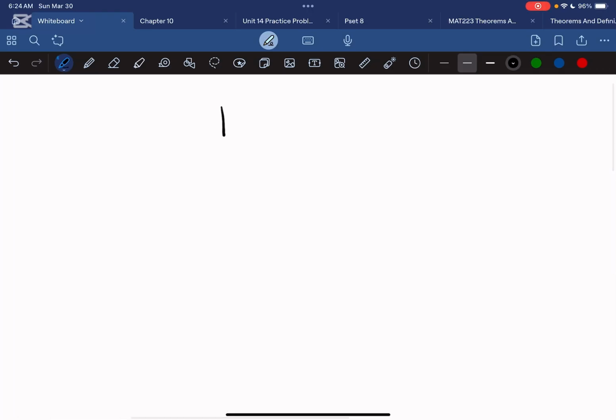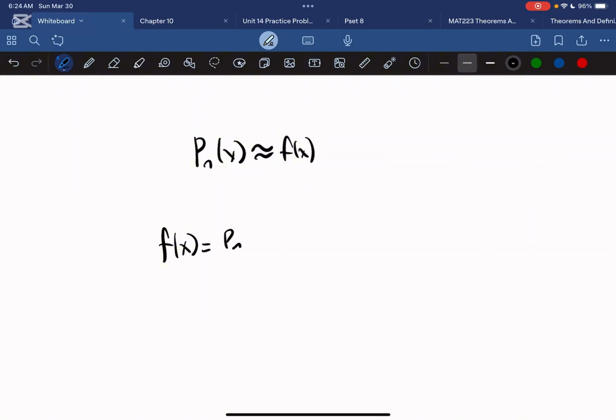All right, so we know Pn of x is some approximation for f, right? We can say this, right? And Pn of x, this is just some degree n polynomial, right? We're good here. Let's define the difference between Pn of x and f at x as some remainder, right? Because we know this isn't necessarily exact, right? So to make it exact, we'll have this function remainder.